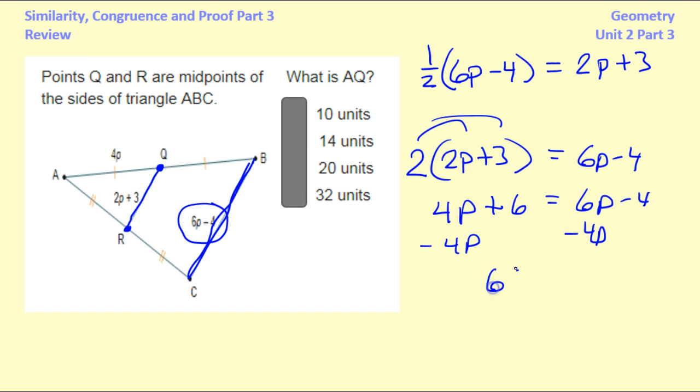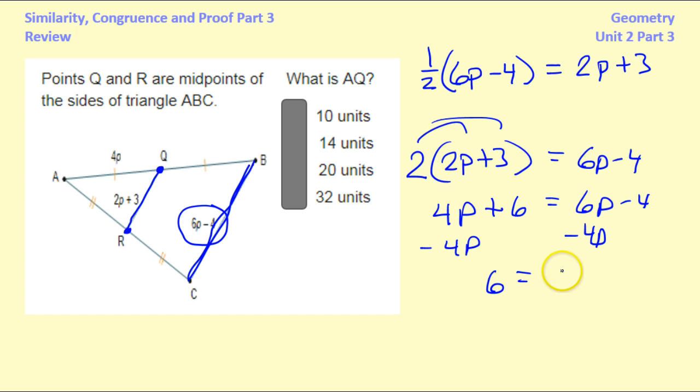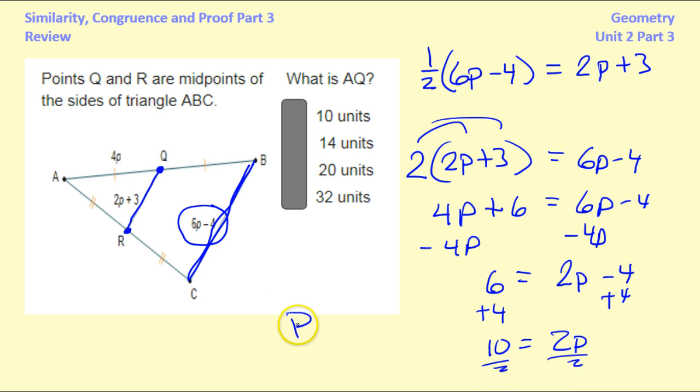So that'll give me 6 is equal to 2p minus 4. Then I will add 4 to both sides. So 10 is equal to 2p. Divide both sides by 2. So p is equal to 5. So p is 5, but of course that's not the answer.